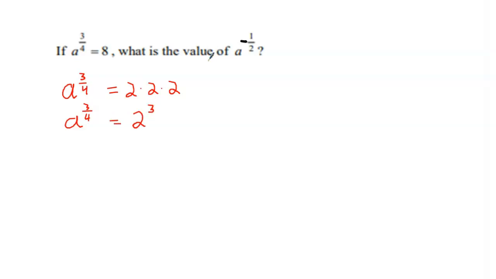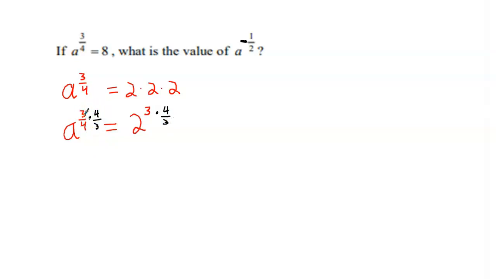Now we need to find our a. So that means we want to make this exponent 1. So we will multiply by the inverse, 4 divided by 3, and we will do the same thing on the other side, 4 divided by 3. The reason is that we want to make this 1. So we have to flip it and then multiply.